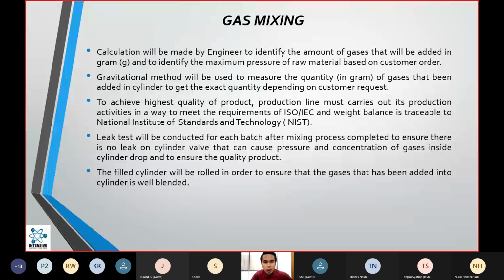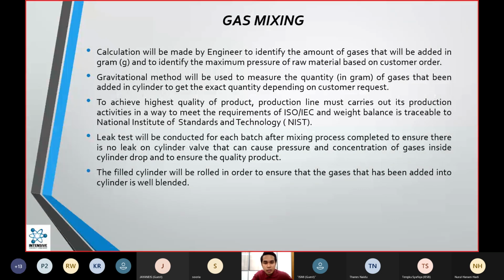To achieve the highest quality of product, the production line must carry out its production activities in a way that meets the requirements of ISO. Basically for the production, ISO 6141, 6142 and 6143. And the weight balance is traceable to the National Institute of Standards and Technology, or what we call traceable to NIST.